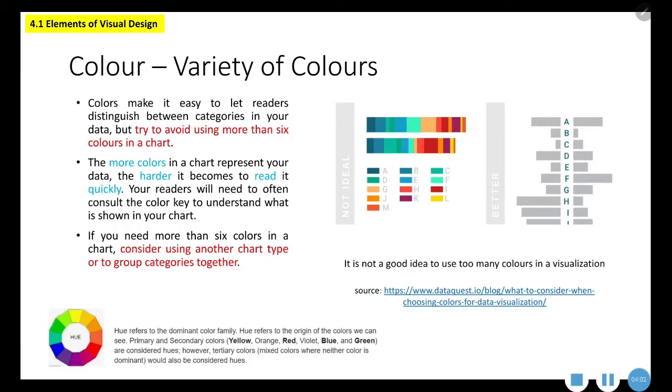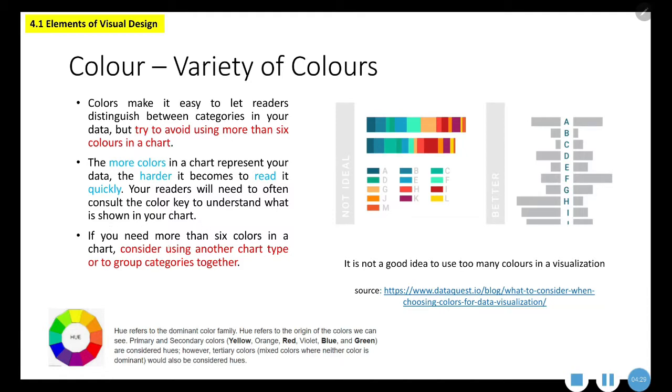In terms of color, we have to justify the color varieties. Color makes it easy to let readers distinguish between categories in your data, but try to avoid using more than 6 colors in a chart. That is the rule. The more colors in a chart represent your data, the harder it becomes to read it quickly. So your reader will often need to consult the color key to understand what is shown in your chart.